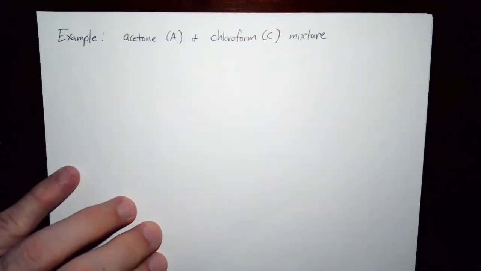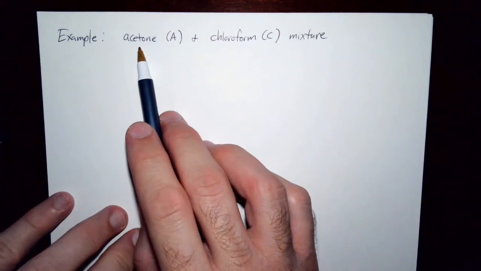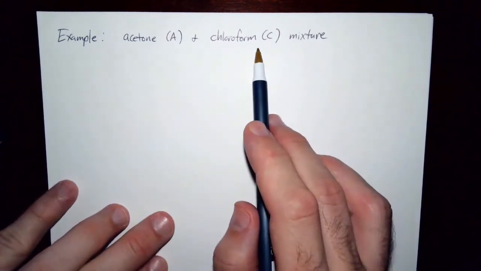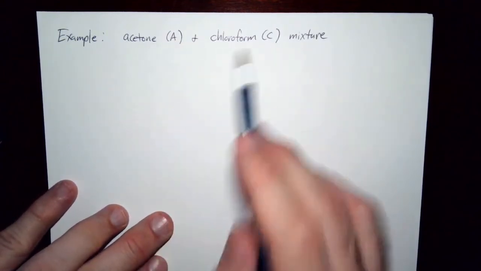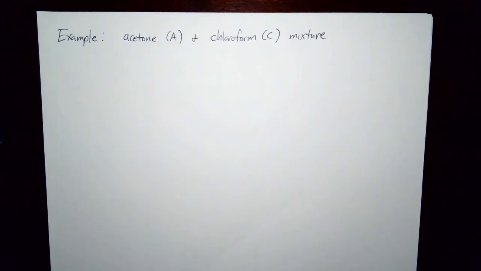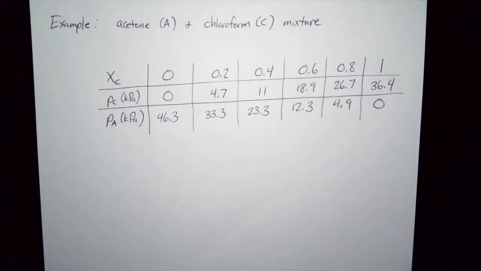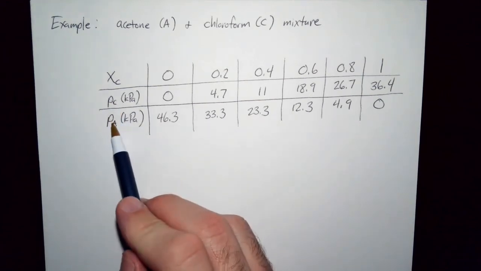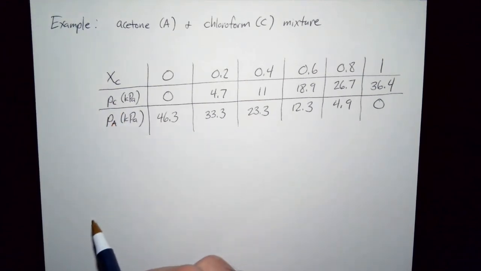Okay, so let's do an example that has acetone and chloroform in a mixture. I'm going to denote acetone with an A, and chloroform with a C. First, let me write down a little table of experimental data. So here's some experimental data for a chloroform acetone mixture. I'm not going to plot this, but if you want to see a plot, it's in your textbook on page 153. What I want to do is find Henry's constant for each of these components. So how are we going to do that?